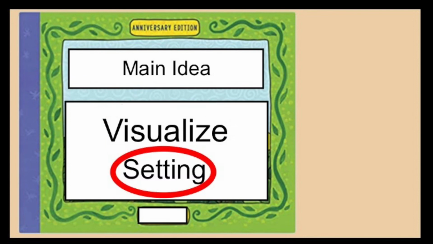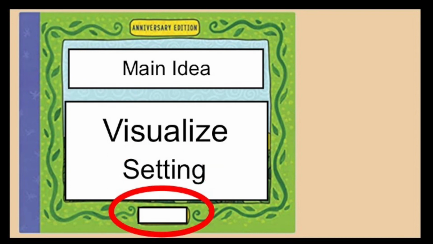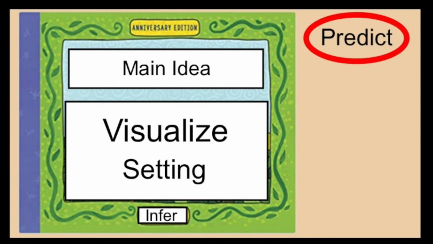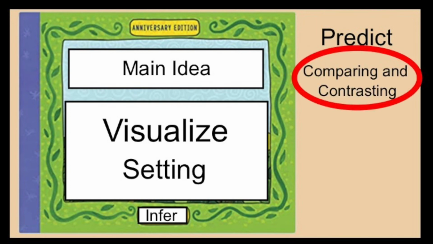We're going to be taking some notes on the setting, which is where and when the story takes place, as well as a description of it. I'm not going to tell you who the author is because I'm going to ask you to infer, or make inferences, about what type of person the author might be. I'm going to ask you to predict what happens next in the story based on what's already happened. And we're going to start some comparing and contrasting for a little project later in the week.